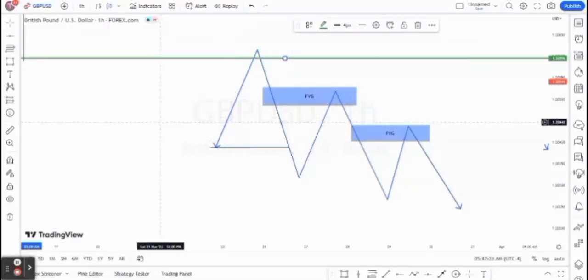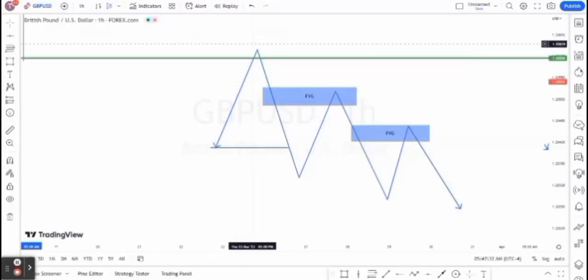So first of all, we wait for the market price to get there first. So once price gets there, we go down to either the 5 minute time frame, 3 minute time frame, or the 1 minute time frame. Now these are the three time frames which I go down to.